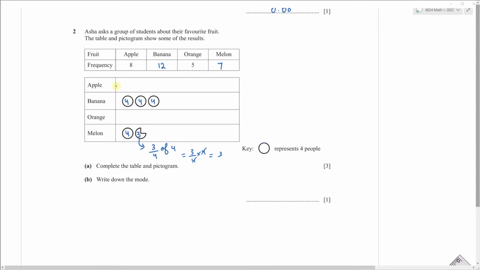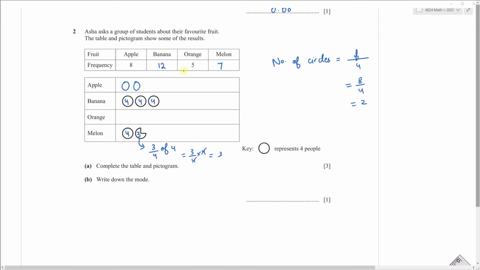And now we have to complete this pictogram. So for apple, how many circles will we have? Your frequency is 8, so the number of circles will be frequency divided by 4. So for apples, your frequency is 8, and then divide by 4, you get 2 circles. So apple will have 2 circles.